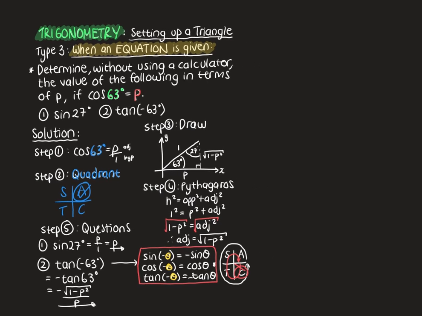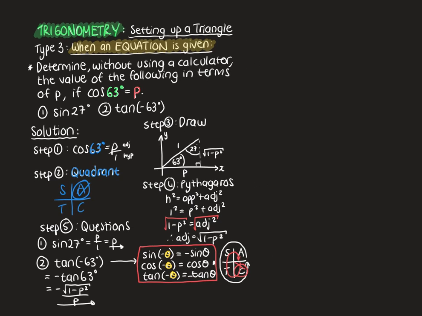Okay, so this is another type of example where we are dealing with an equation given, but the only difference is that we now know what our angles are, but we do not know what our sides are.